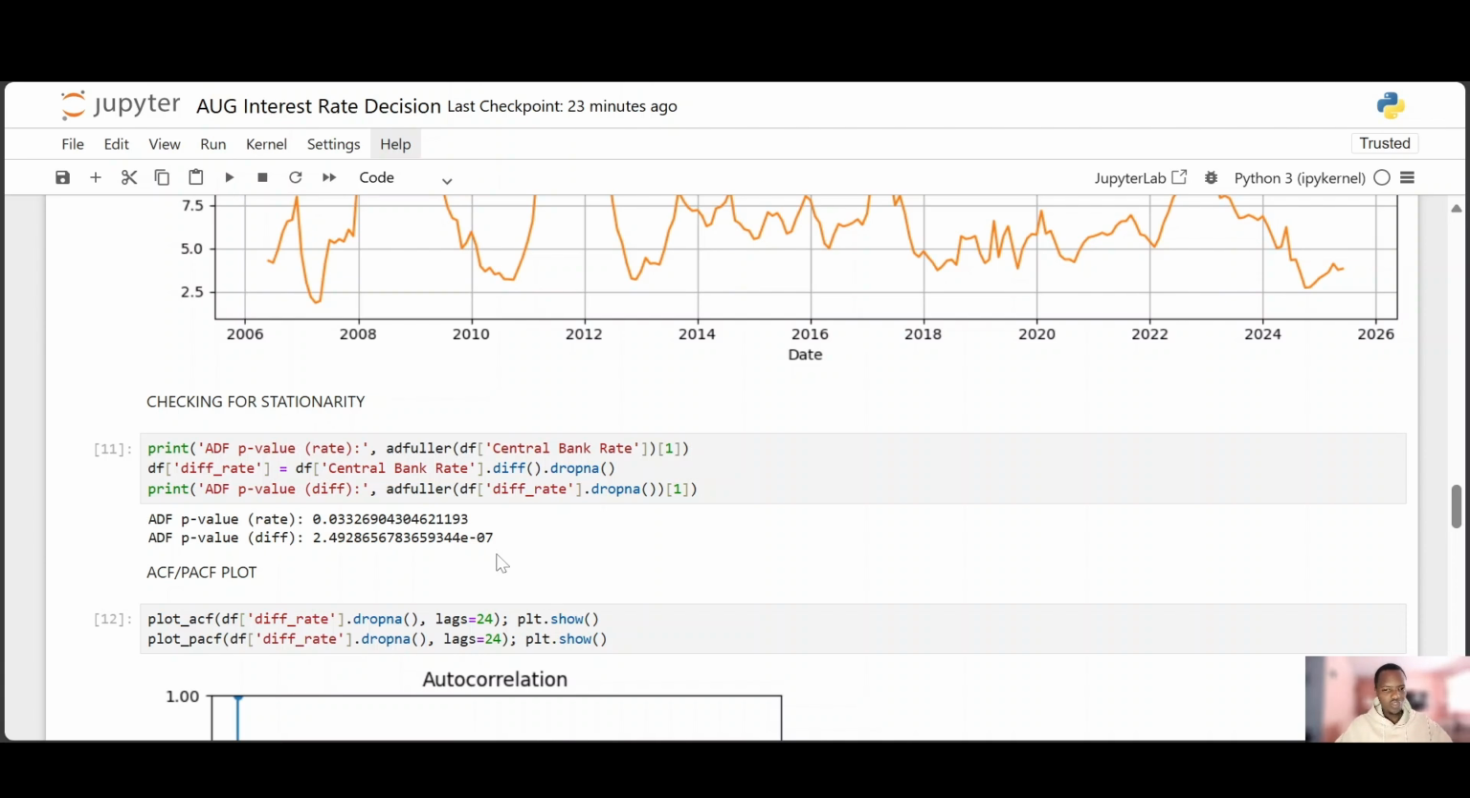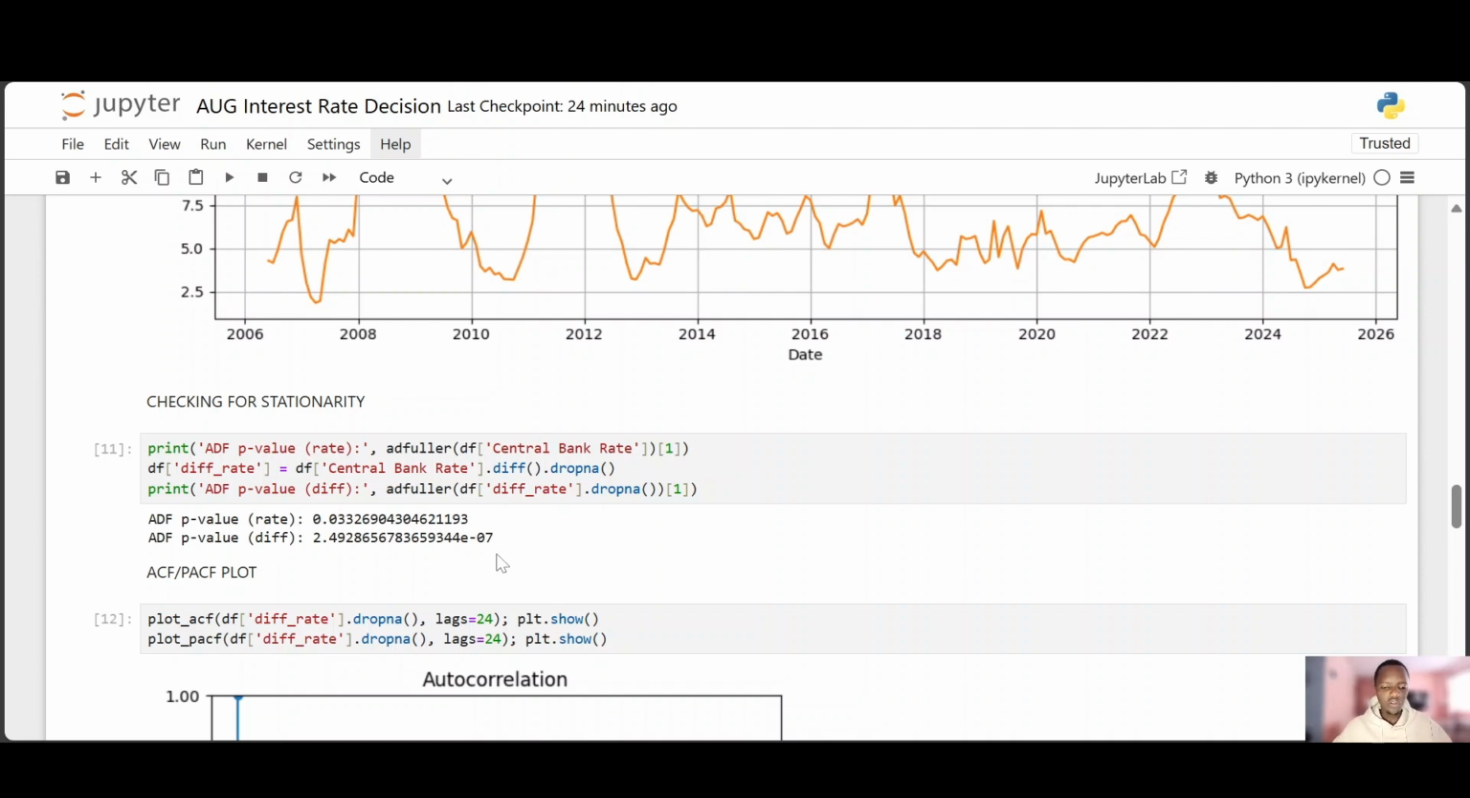Why did I do this? I wanted to do this so that if at all my time series data, the rate, was not stationary, then the differenced time series model could be used. If you find your data is not stationary, it's always recommended for you to difference it at least once. Once you difference it once or twice, going beyond twice, it's overdoing it. So we can see that the original time series data is indeed stationary, and also the differenced data is also stationary.